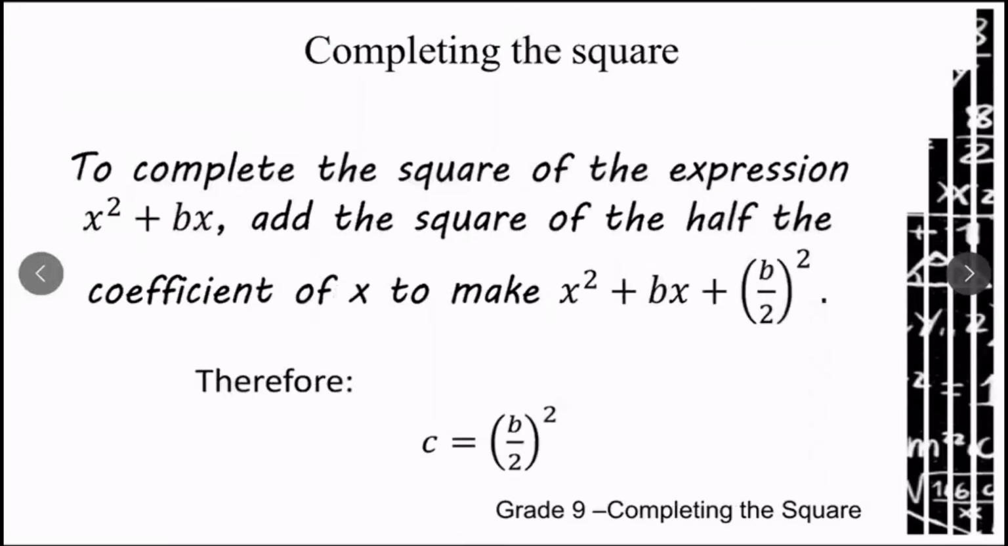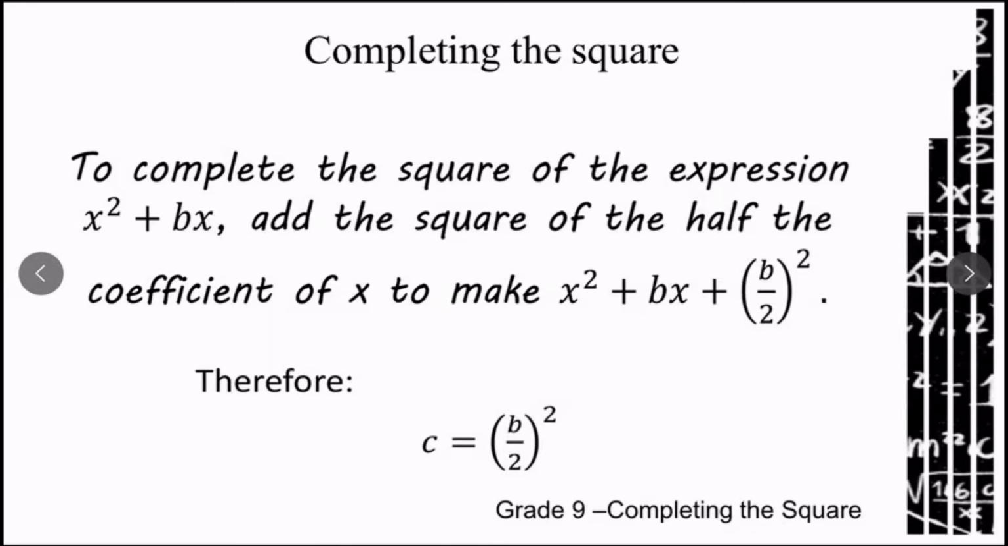Completing the square is the process of completing our expression to make it a perfect trinomial. To complete the square of the expression x squared plus bx, we need to add the square of half of the coefficient of x to make it x squared plus bx plus b over 2 raised to 2. Simply, our formula is c is equivalent to b over 2 squared.